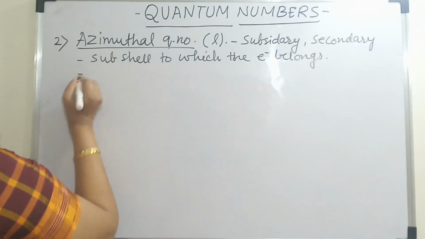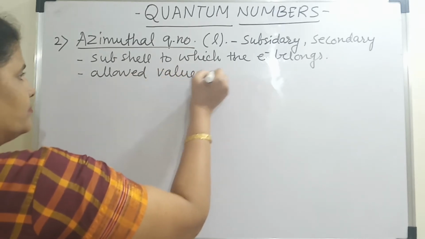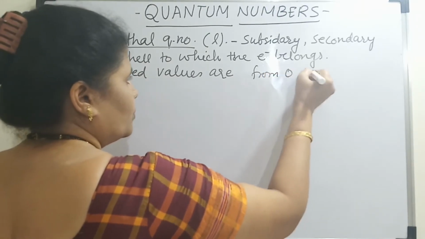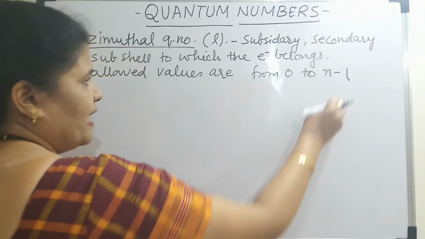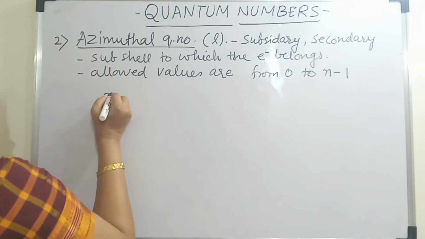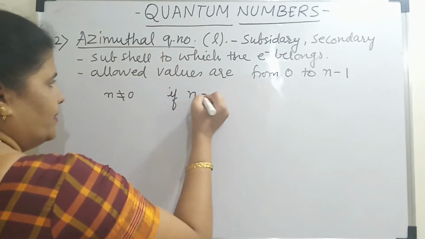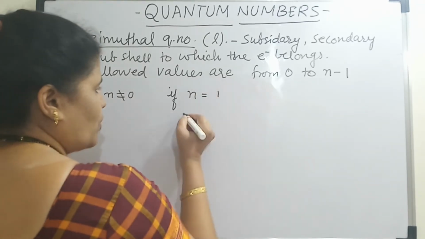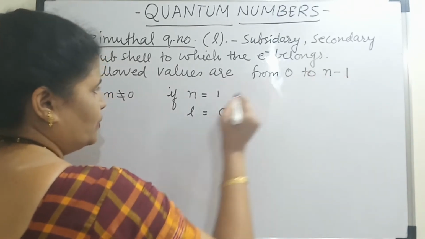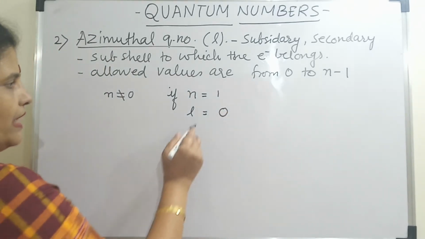What are its allowed values? Its allowed values are from 0 to n minus 1. Let me explain the meaning of this. You know, students, that the principal quantum number value n can never be 0. So, if n is equal to 1, then the allowed values of l will start from 0, then n minus 1, so it will be 1 minus 1, 0. So, the allowed value for azimuthal quantum number will be 0 here.